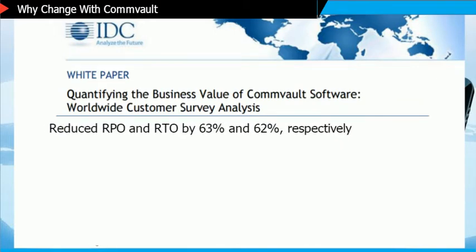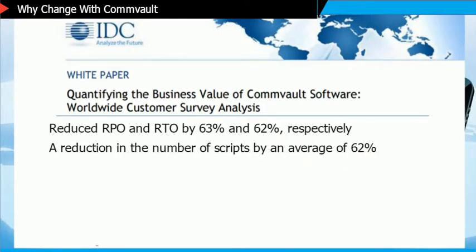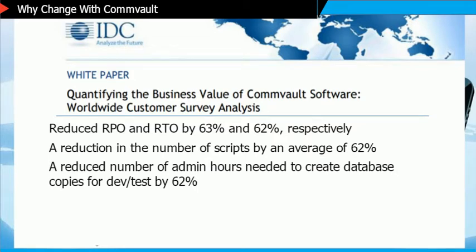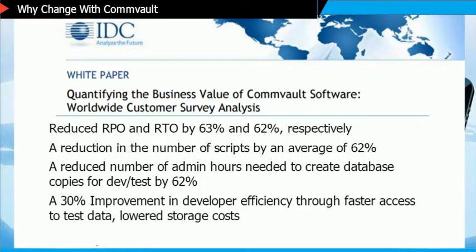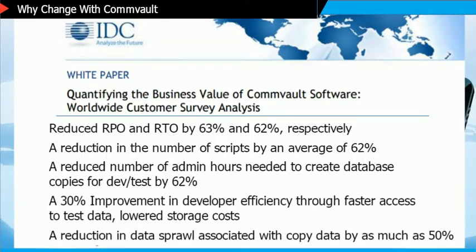Reduced recovery point objectives, or RPO, and recovery time objectives, RTO, by 63% and 62% respectively. A reduction in the number of scripts by an average of 62%. A reduced number of admin hours needed to create database copies for dev test by 62%. A 30% improvement in developer efficiency through faster access to test data, lowered storage costs, and reduction in data sprawl associated with copy data by as much as 50%.